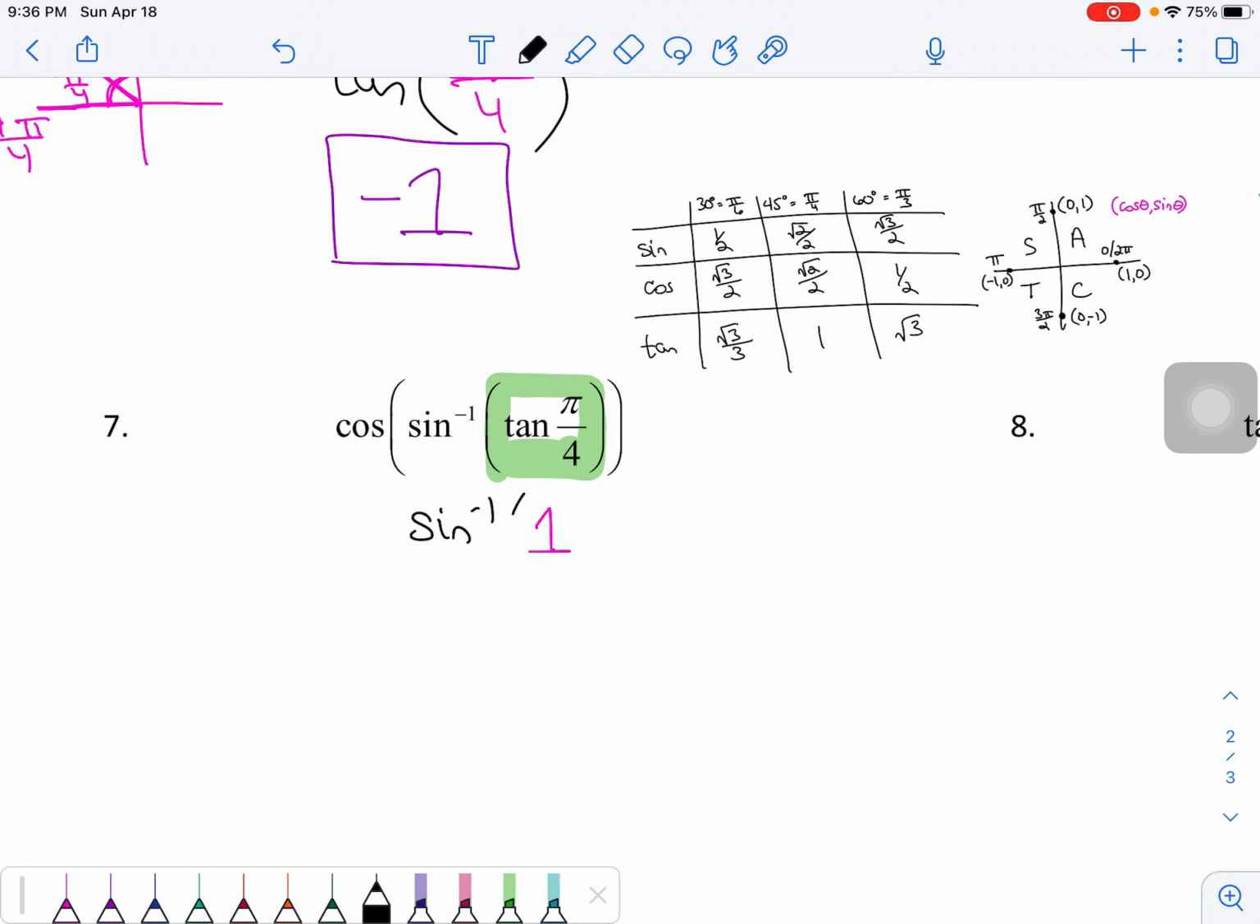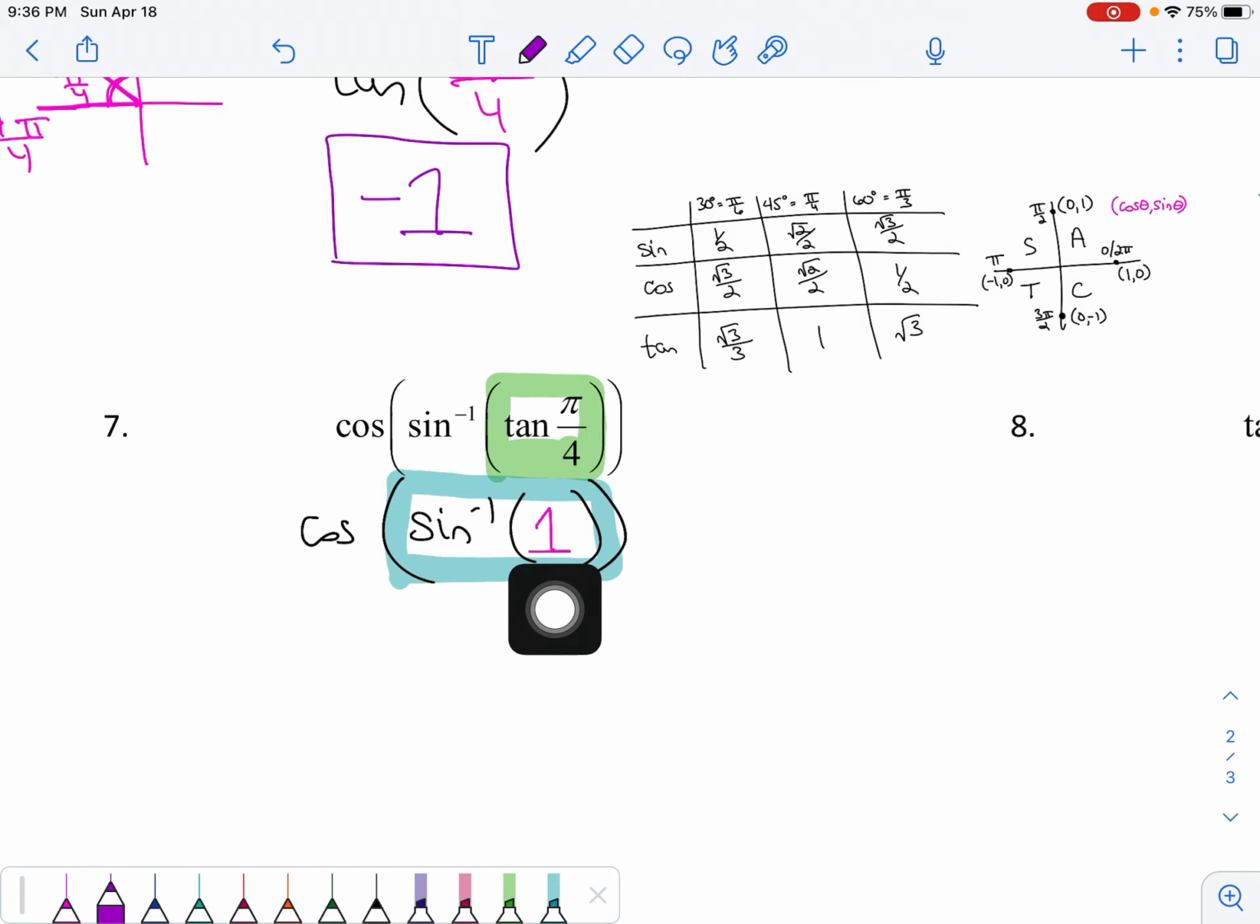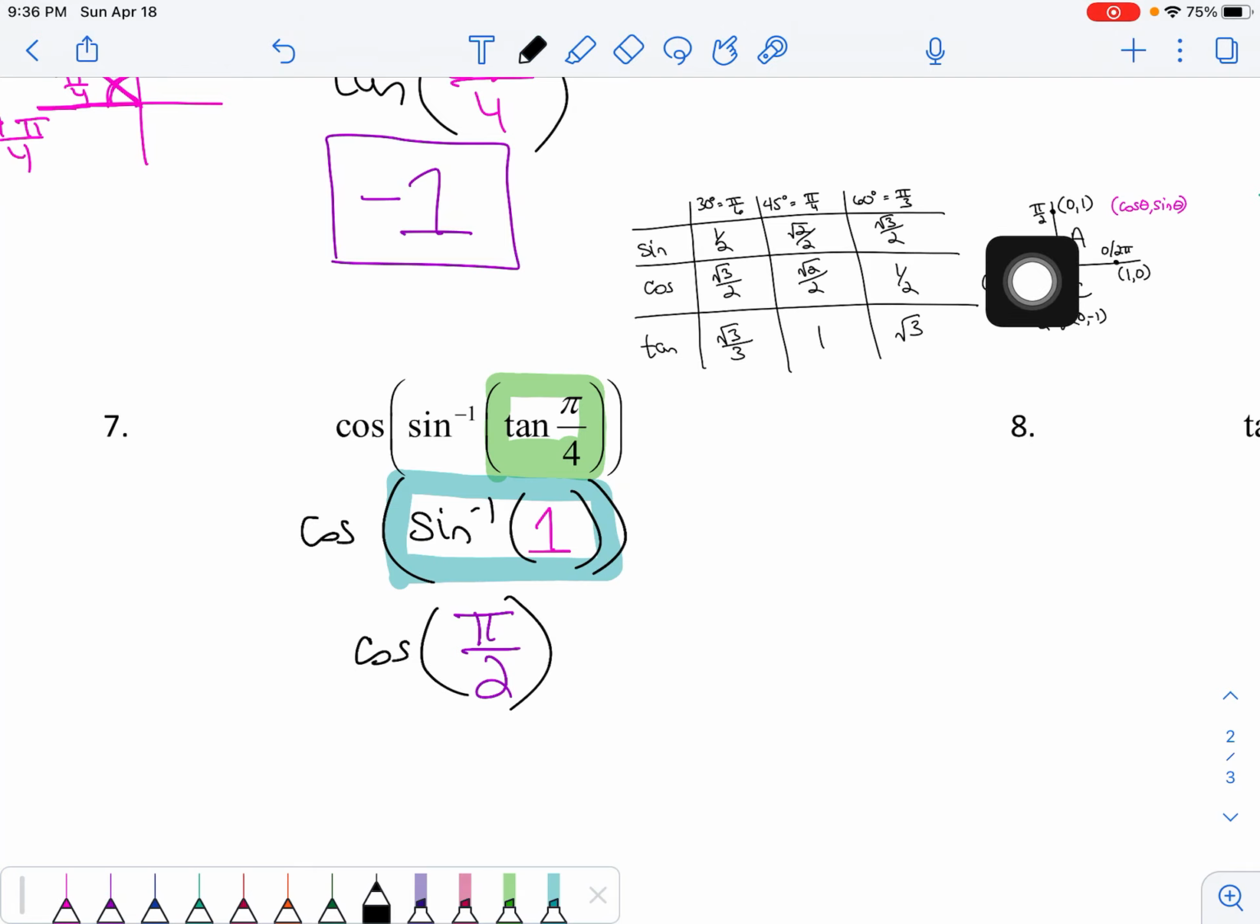The next thing I'm going to figure out, and I'm going to work my way outwards, and I'm going to also put the other pieces in place here, is the inverse sine of 1. So I'm looking for a y value on my coordinate grid of positive 1, which is right here at pi over 2. Okay, so this is going to turn into pi over 2, and now I want to know the cosine of pi over 2.